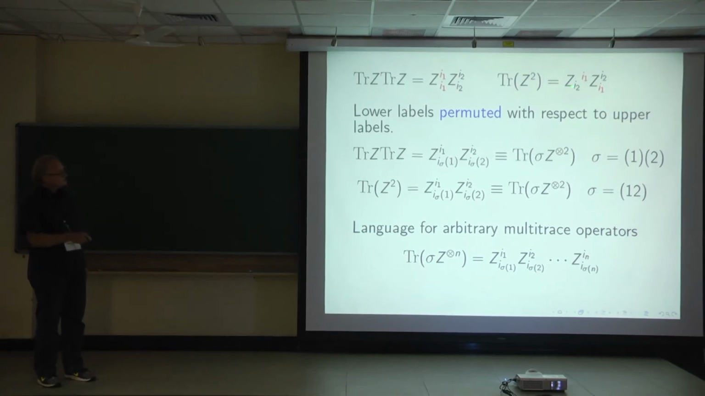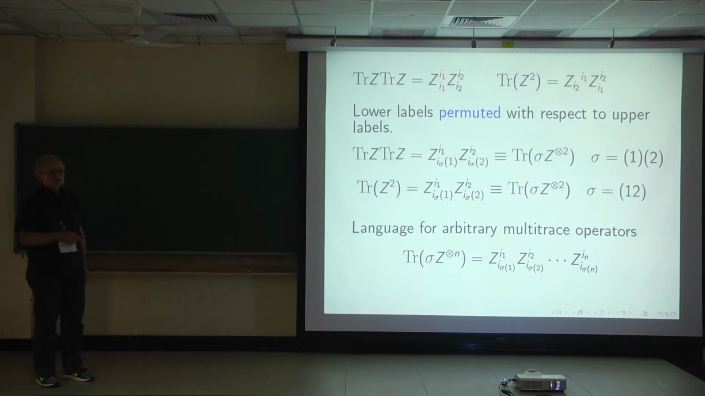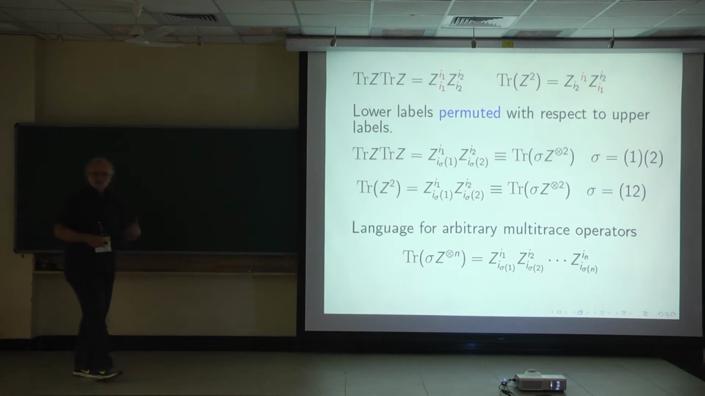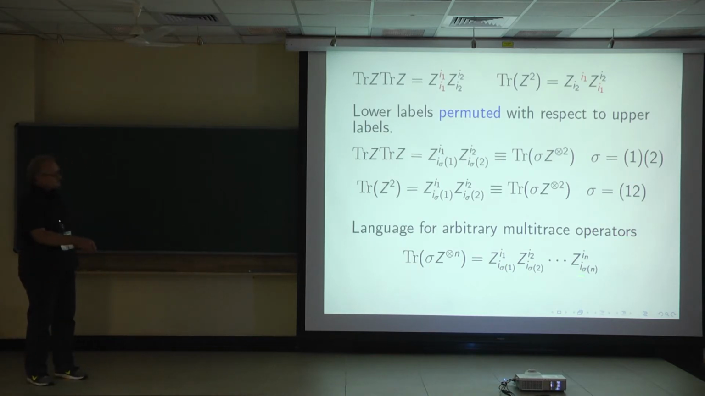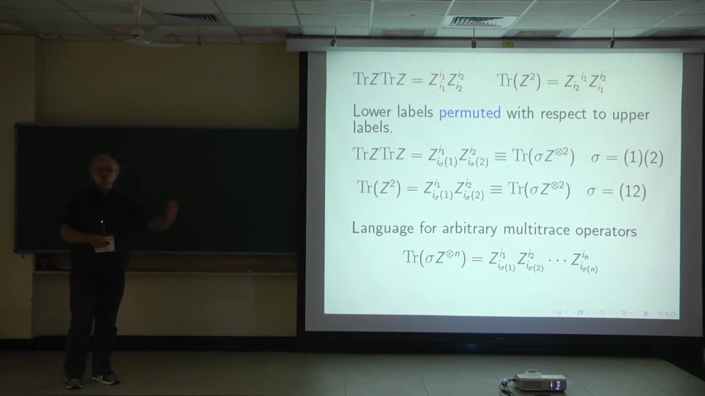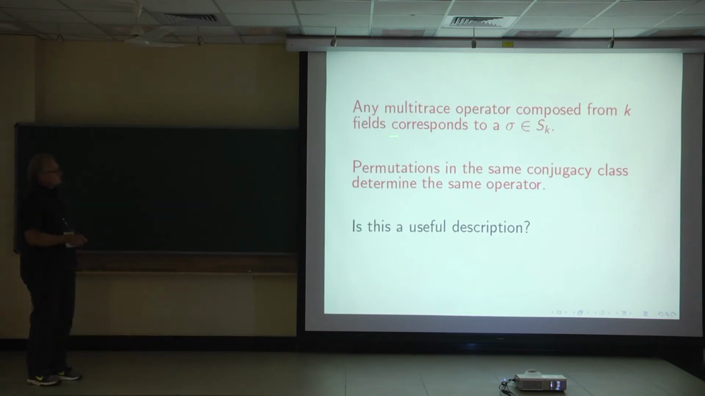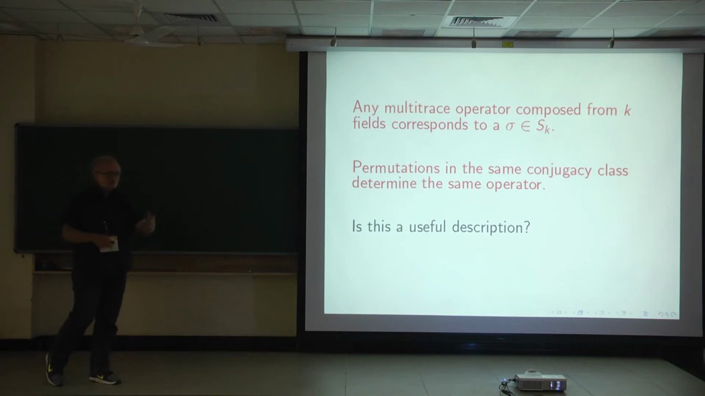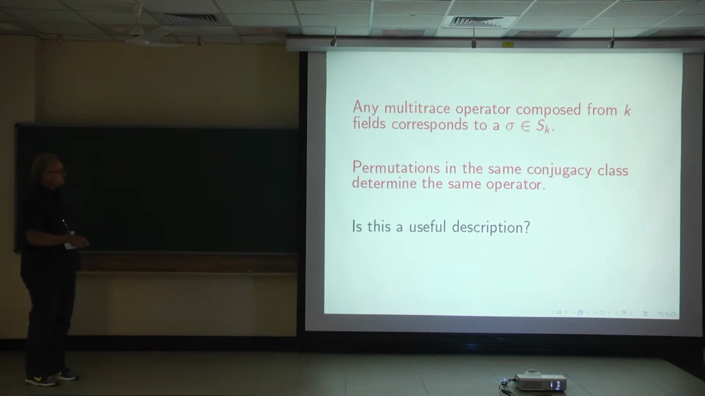Well, look at the lower indices compared to the upper indices. You can see the difference between these two operators is how the lower indices are permuted with respect to the upper indices. And in fact, whatever multi-trace structure you've got, you can always specify the operator just by talking about how the lower indices would be permuted with respect to the upper indices. So now to talk about any multi-trace structure, we're just going to start talking about permutations. And this is going to be our language now. So a multi-trace operator composed from k fields will correspond to some permutation of the symmetric group S_k. And not every permutation gives you a distinct operator. Permutations that belong to the same conjugacy class determine the same operator.